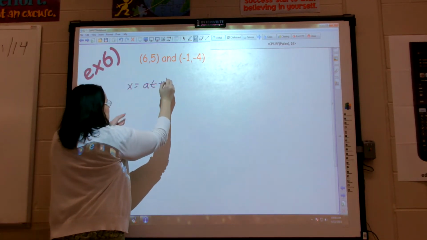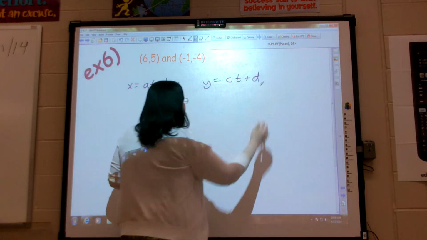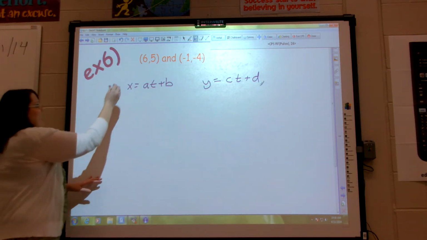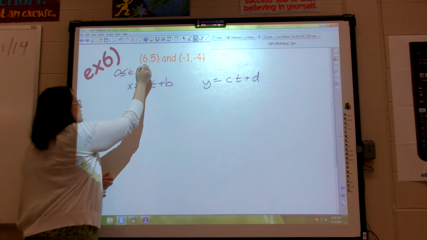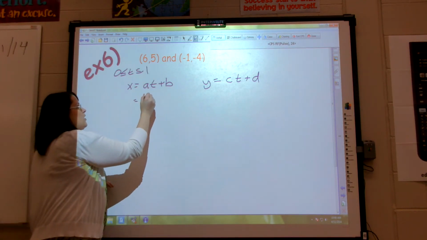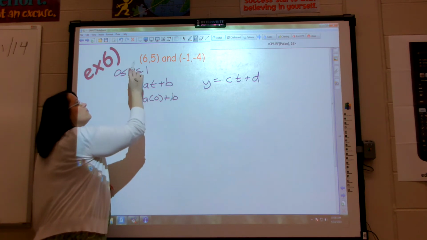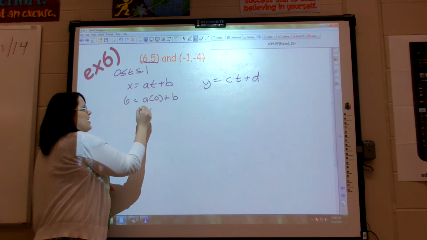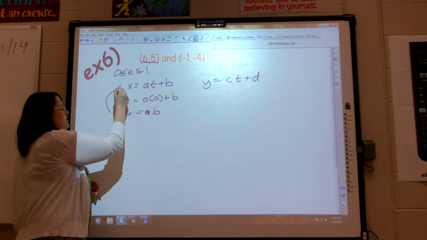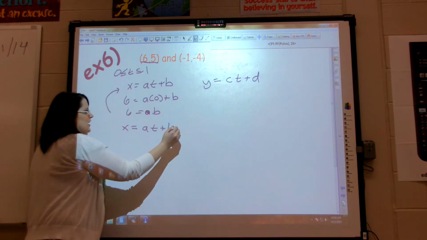AT plus B, because it's a line, MX plus B. But you got to use different variables, CT plus D. So set them up as both lines. Now I'm still going to use the fact, I'm always going to use 0 and 1. That's easiest. So start, when t is 0, what is your x? 6. Which tells me b is now 6. Plug it back in. So I get x equals at plus 6.